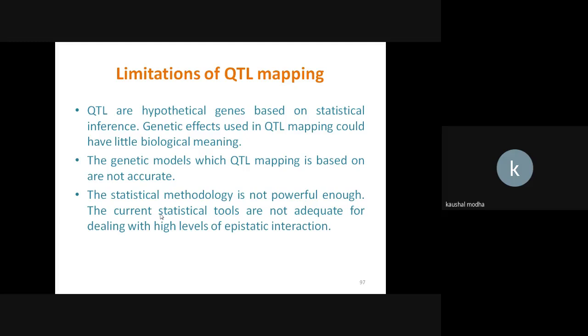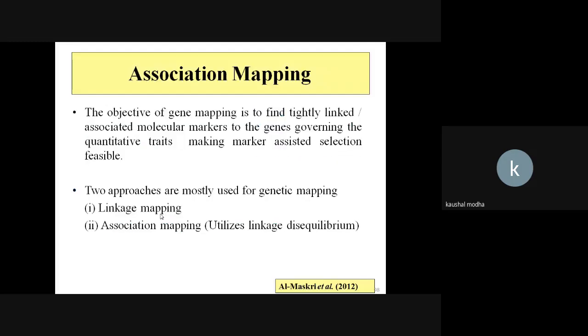Association and regression are utilized to integrate the marker map information and the quantitative trait so that we can identify ultimately the markers which are linked with the QTL. So that was all about QTL analysis.